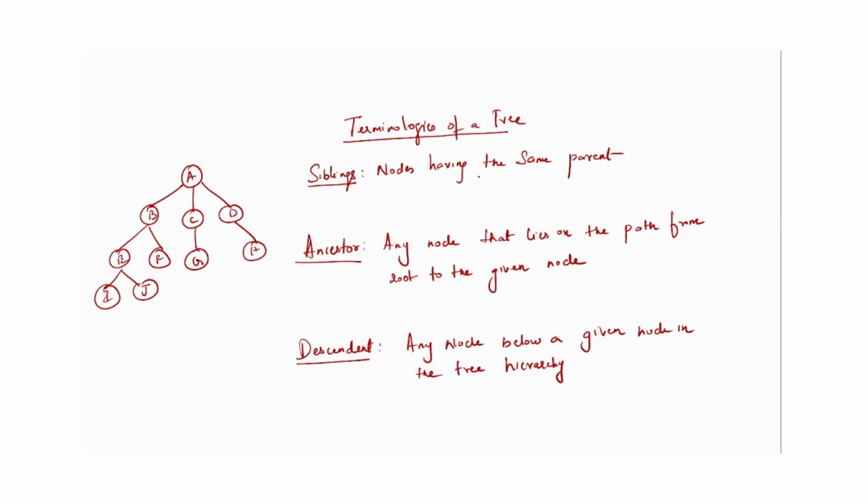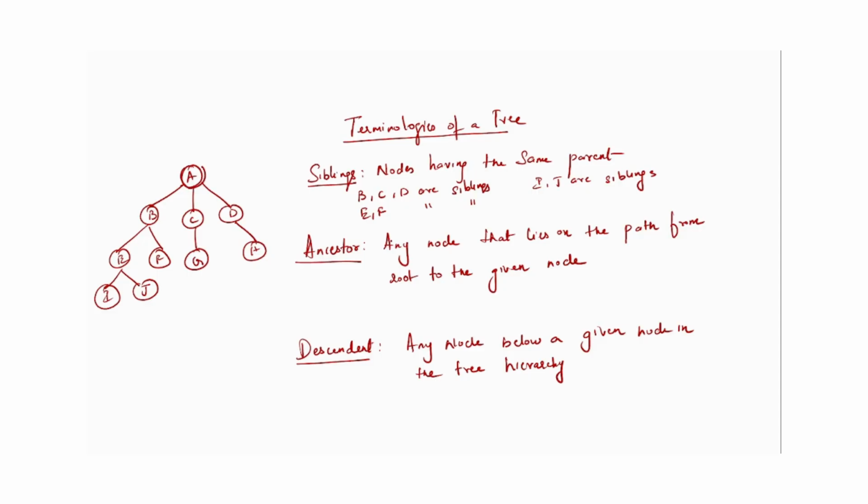Siblings: nodes having the same parent, right? So I can say here B, C, and D have the same parent A. Therefore I can say B, C, D are siblings, right? Here E and F are also siblings because they have the same parent B. And I, J are siblings because they have the same parent E, right?